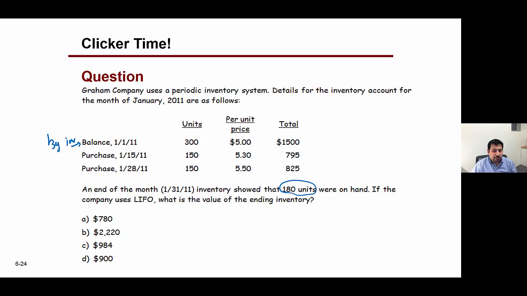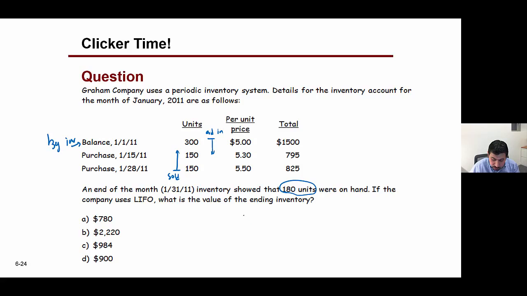If the company uses LIFO, what is the value of the ending inventory? Because we are using LIFO, we are selling the latest ones first. So these are the ones that are sold, which means the ending inventory will be the earliest purchases forward. So to calculate the ending inventory, we start from the earliest purchases and we move forward.